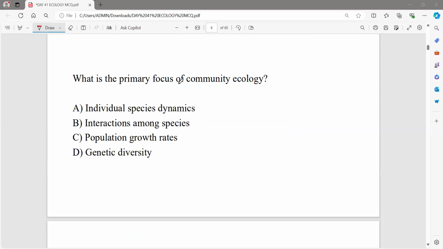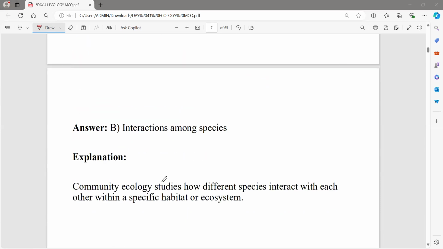What is the primary focus of community ecology? Individual species dynamics, interaction among species, population growth rates, or genetic diversity? What will be the primary focus of community ecology? Very good. That will be the interaction among the species.